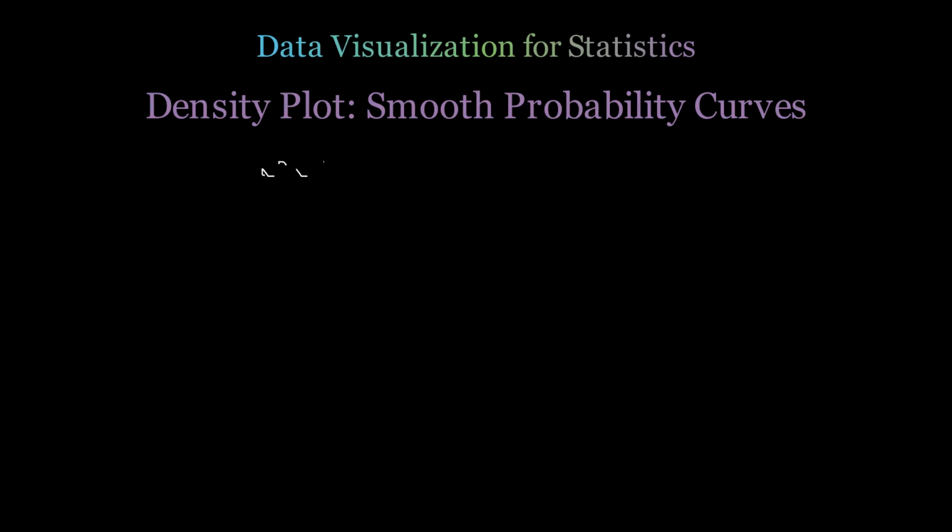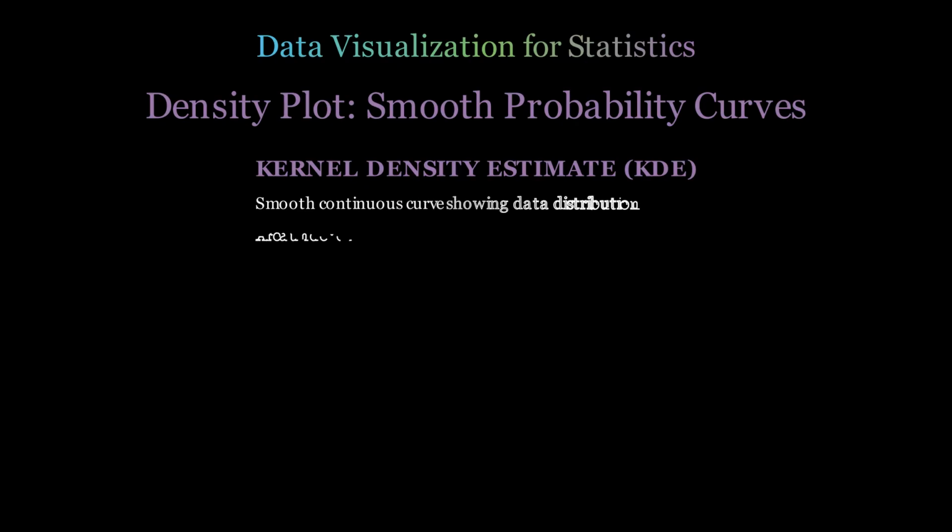The density plot, technically called a kernel density estimate or KDE, is the elegant cousin of the histogram. Instead of discrete bars, it shows a smooth continuous curve that represents the probability distribution of your data. The total area under the curve always equals 1, representing 100% probability. Density plots reveal the underlying distribution shape without the artificial binning of histograms.